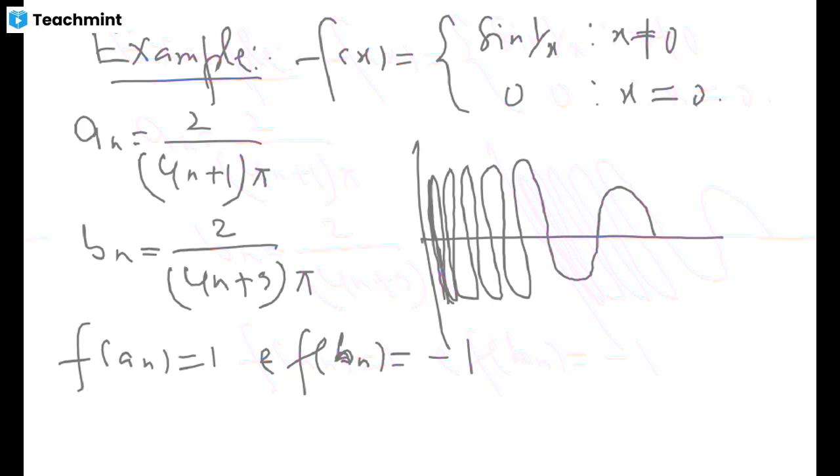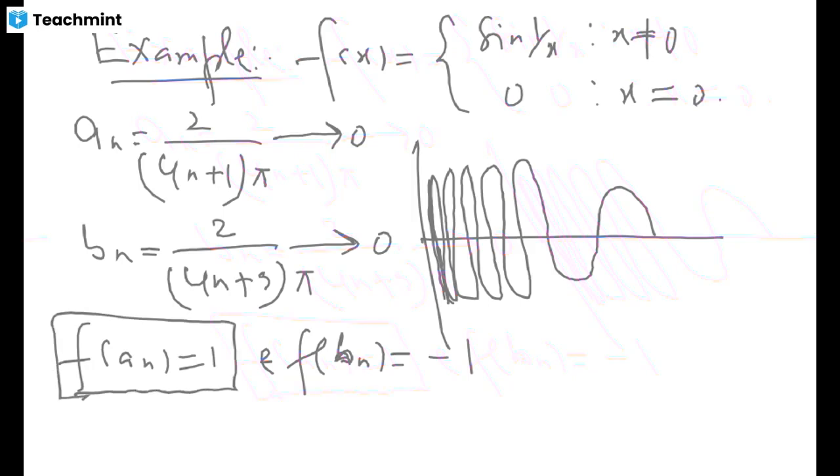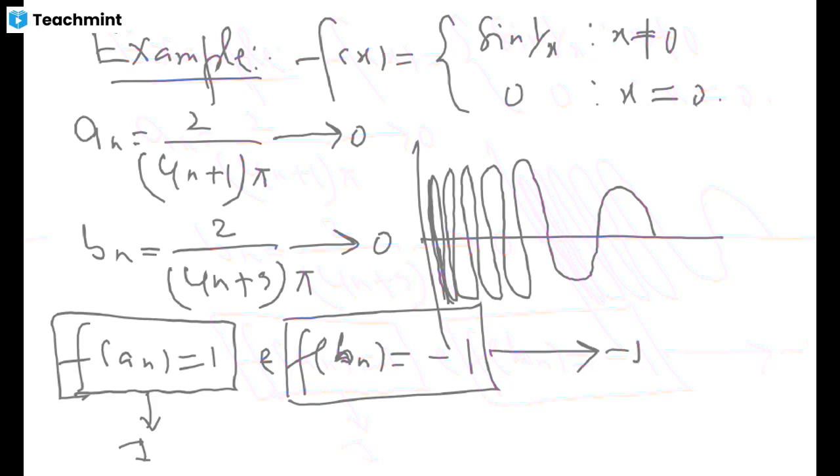But an converges to 0, bn also converges to 0. So you have two different sequences. Both the sequences are converging to 0. But the corresponding image sequences are constant sequences. One is the constant sequence 1, another is the constant sequence minus 1. So the first one converges to 1 because it's a constant sequence. The second one will converge to minus 1 as n tends to infinity.